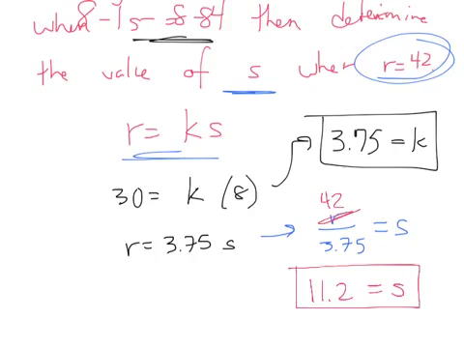And let's think about this for a second. Make sense of your answer. When S was 8, R was 30. Didn't R go up to 42? So shouldn't S be bigger than 8? And we got 11.2. Use sanity to make sense of your answer. It doesn't make any sense if it went down if they're directly related.